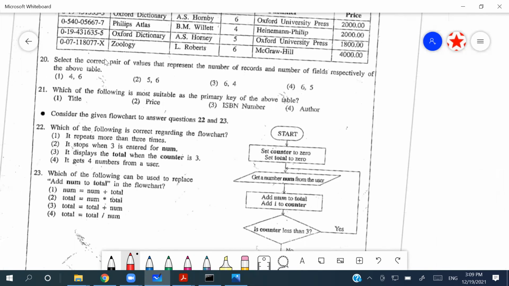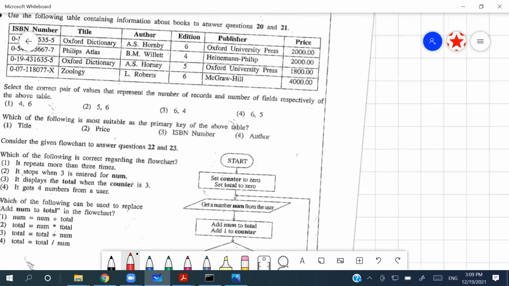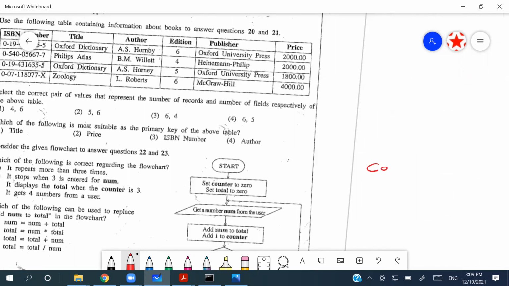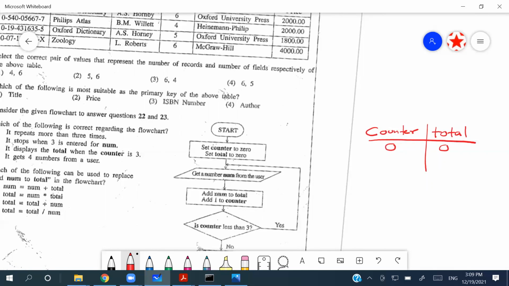So it says it is starting, right? And then set counter to 0 and set total to 0. So there will be 2 variables, which is the counter and the total. Right, so it says set counter to 0 and total to 0. And it says get number num from the user.